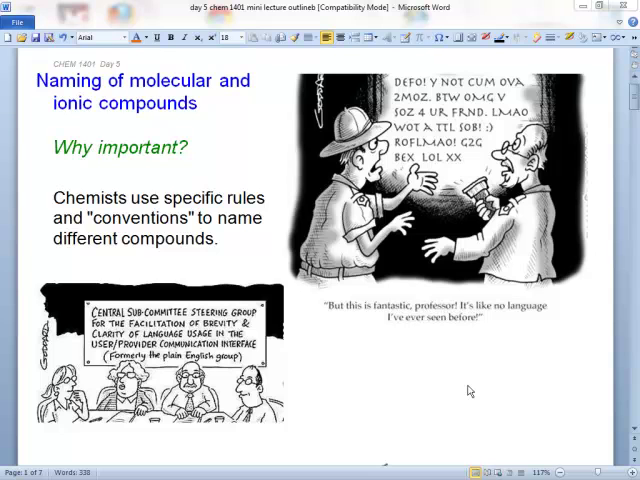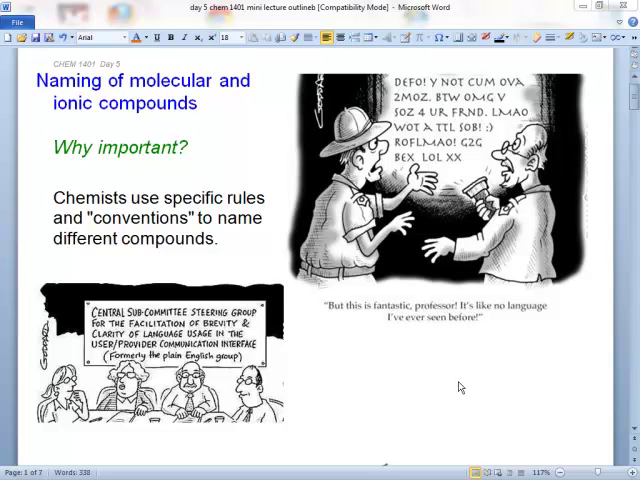So, kind of funny. But the whole point of this is so that when you say carbon dioxide, or the guy halfway across the world you're texting says carbon dioxide, everyone understands what everyone else is talking about. That's the whole point of this. So we need to be consistent with naming these compounds.